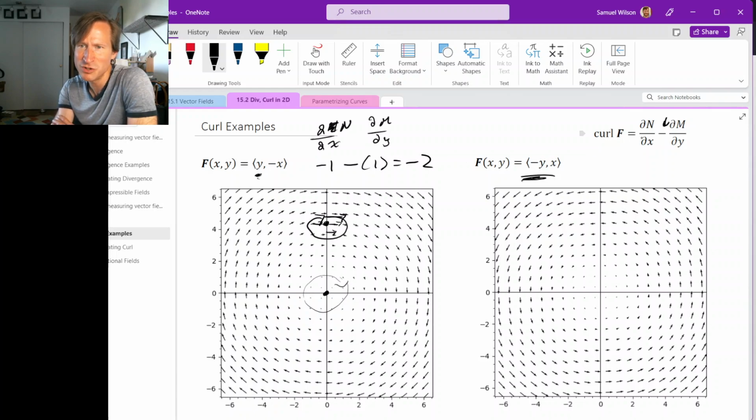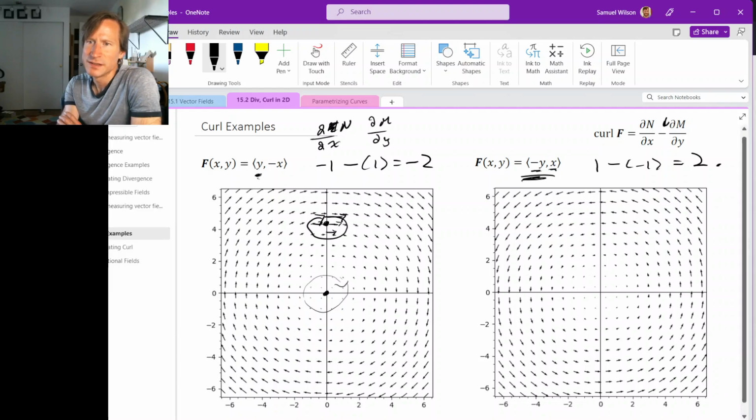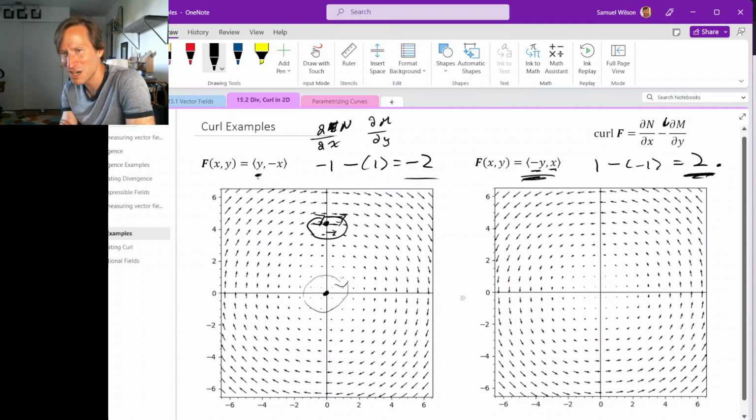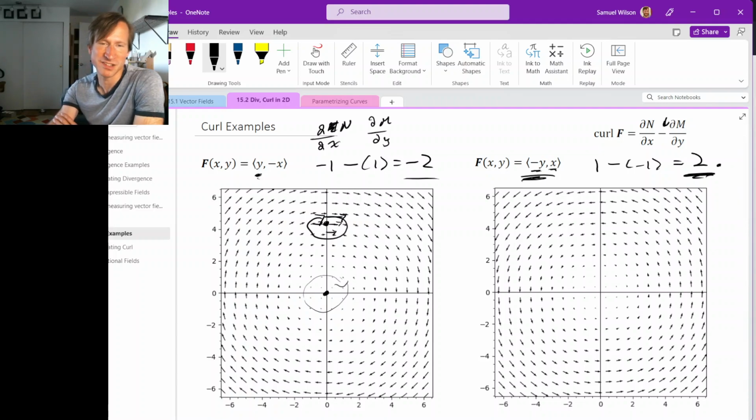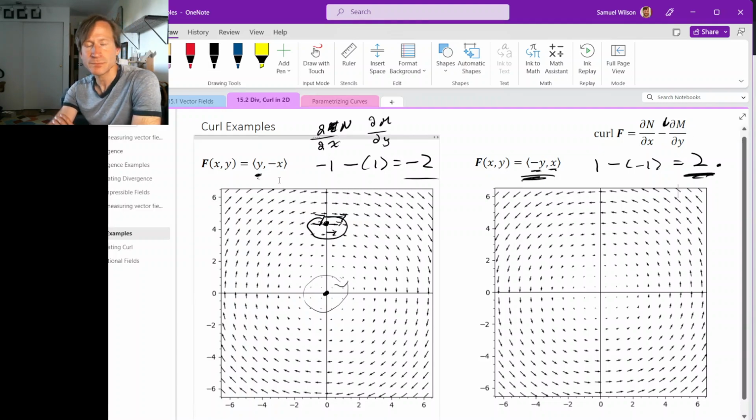Let's just check that we do. Partial n partial x is going to be 1 minus partial m partial y, so that's going to be minus 1, and yes, indeed, we get 2. So if the last one had the same degree of circulation everywhere, this one should too. It's just the circulation is in the opposite direction, which is true because the curl comes out to be positive 2 instead of negative 2.